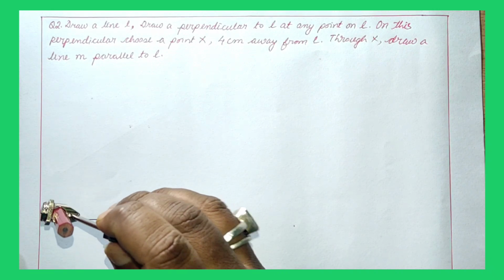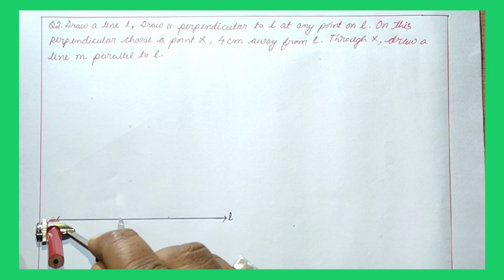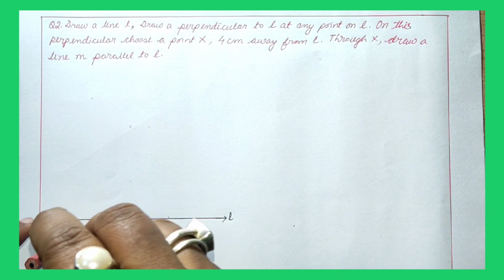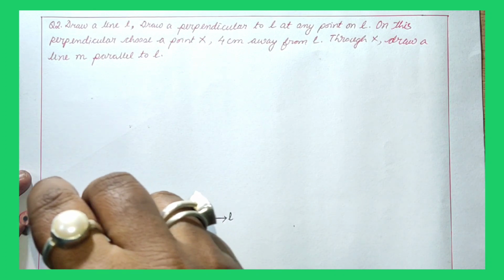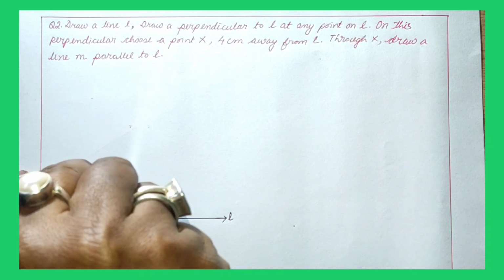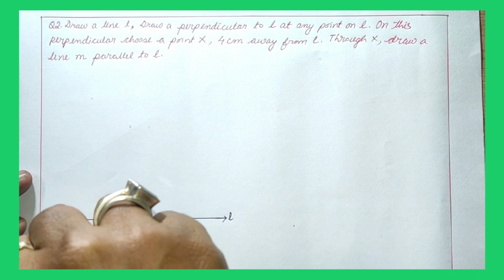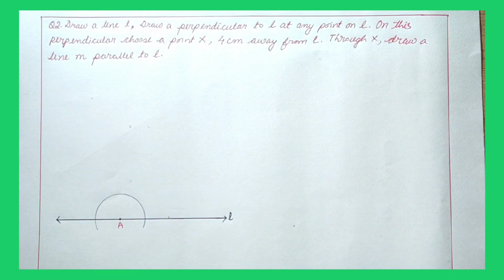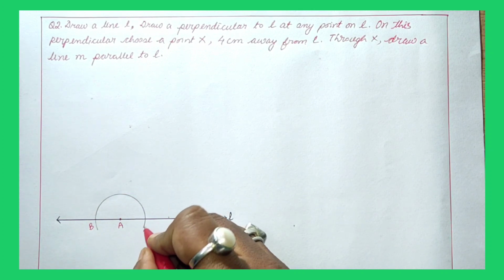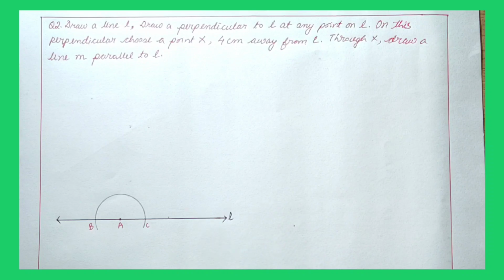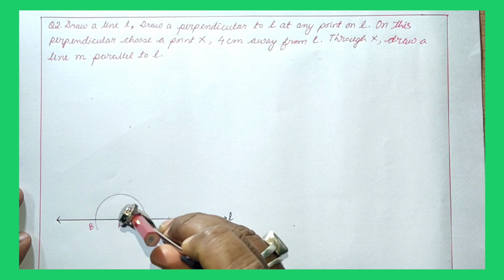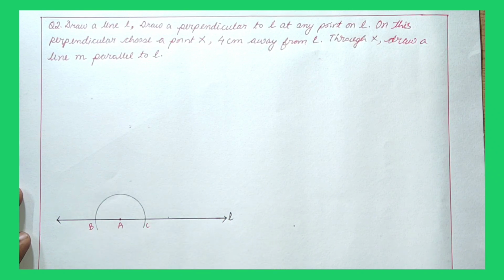using compass. So I will place the needle head on A and I will draw an arc of any radius cutting the line L at 2 points. So I've drawn one arc cutting the line L at 2 points. Say the 2 points are B and C. This is B point and this is C point.